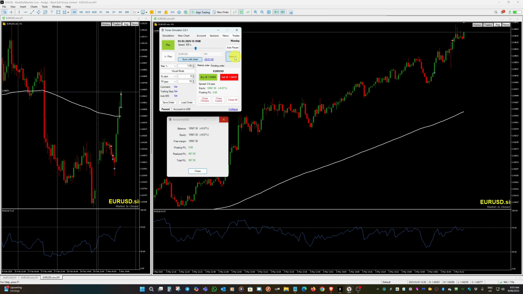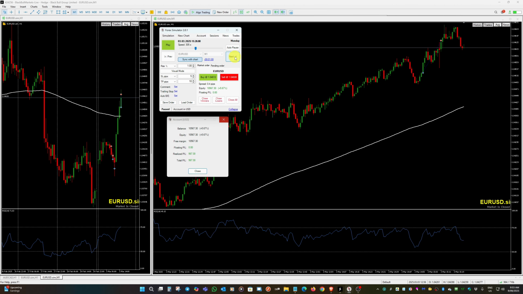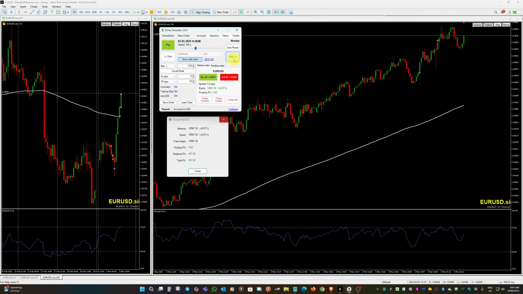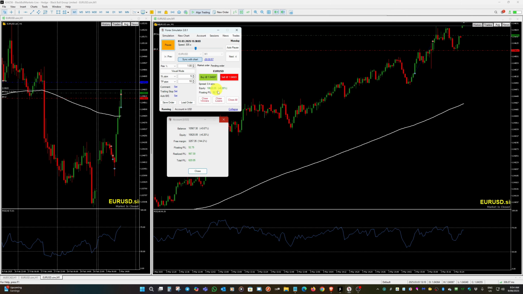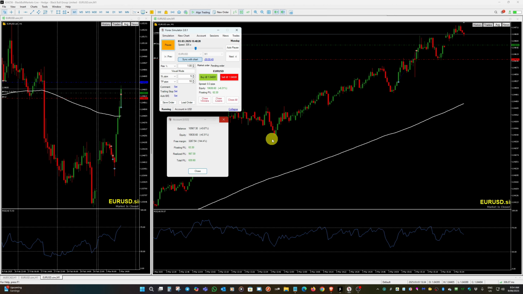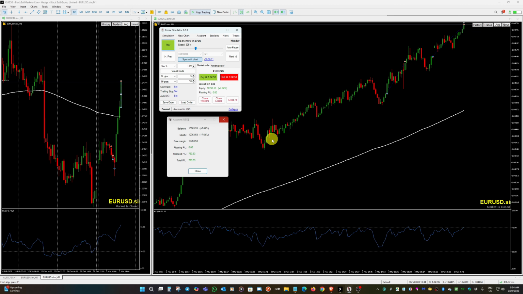Okay, looking for our next setup. Got another pullback, something similar to what we just saw. Okay, this looks like another entry. Okay, see how we go with this one. And we've made another win.